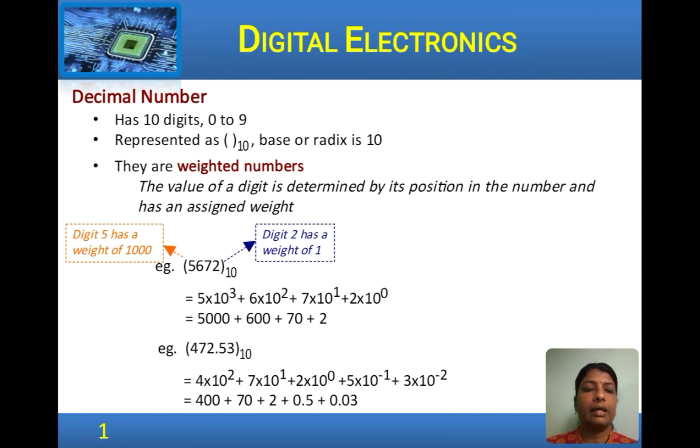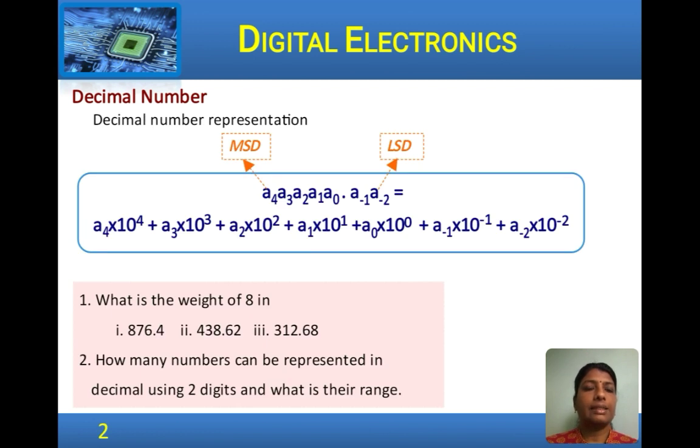Considering the second example, which is a fractional number 472.53, for the integer part, each of the digits is multiplied by the weight, which is 10 power 0, 10 power 1, 10 power 2, moving from right to left. And for the fractional part, after the decimal point, the weights for each of the digits are 10 power minus 1, 10 power minus 2 and so on. This gives the general representation of a decimal number.